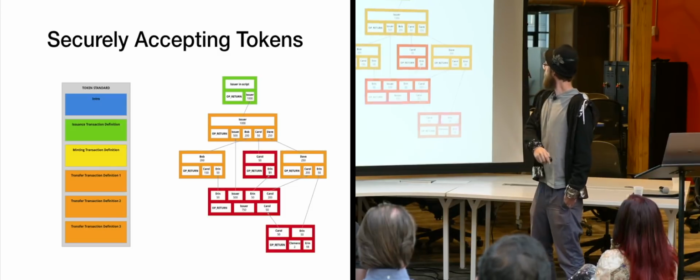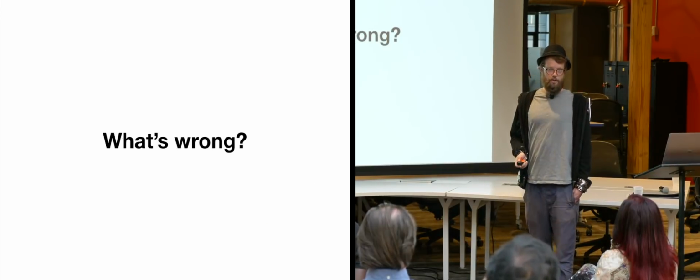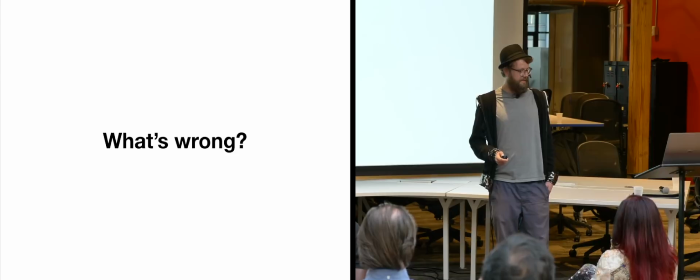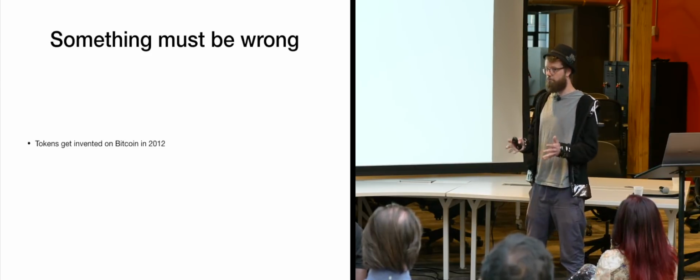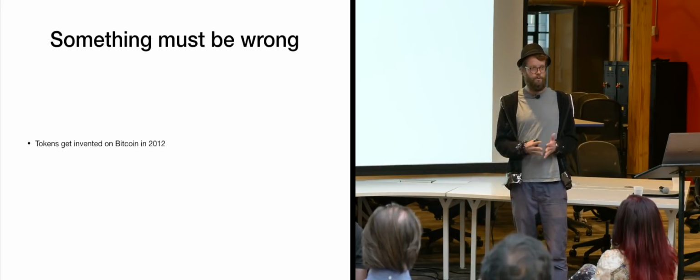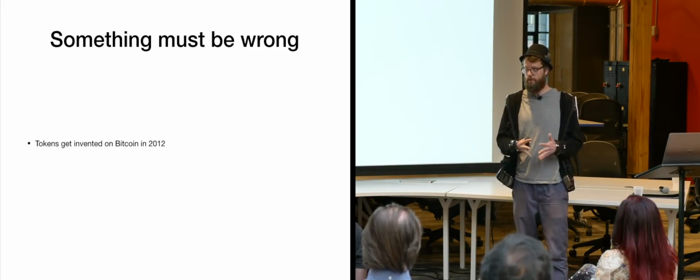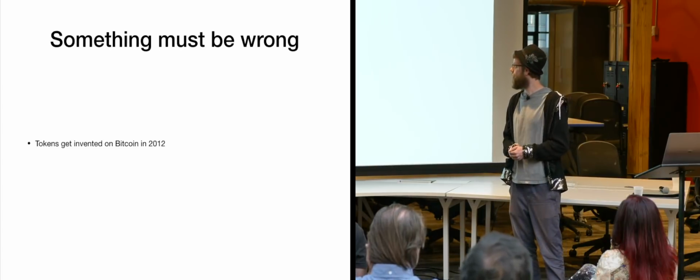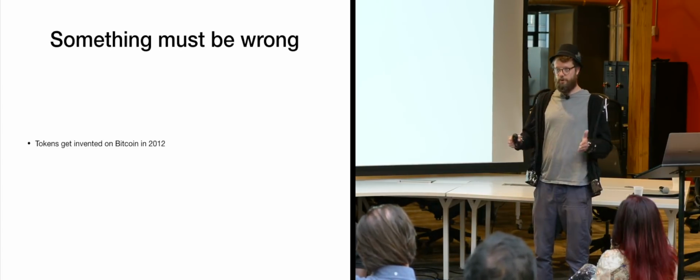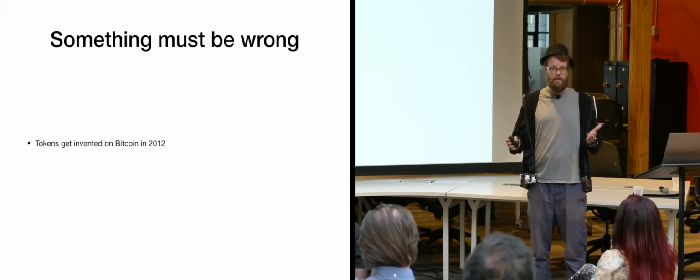Okay. So what's wrong with this? Actually, this looks kind of cool in my opinion, but also in my opinion, something must be wrong. Okay, and why must something be wrong? You just look at the history of tokens. Tokens got invented on Bitcoin in 2012. Okay, that's a long time ago. And tokens like MasterCoin, called Omni, and whatnot, have been operational for a long time and securely without bugs. So it can't be that bad.